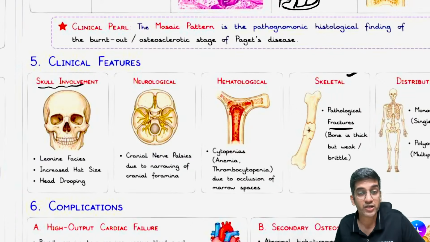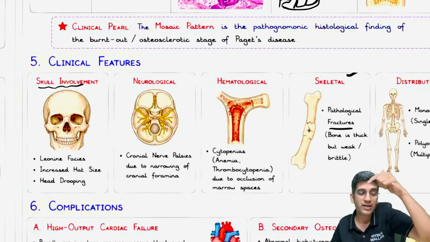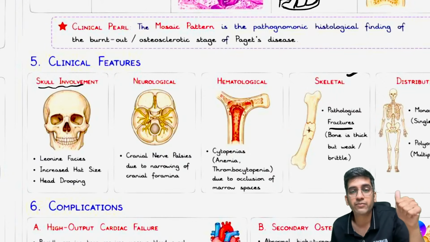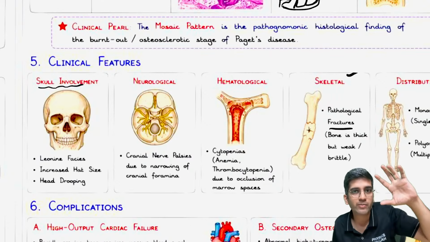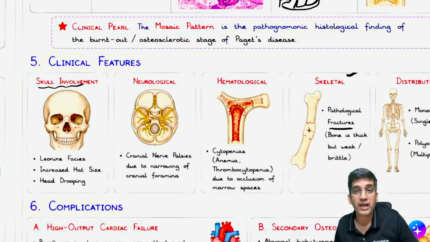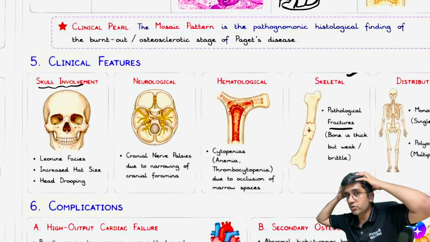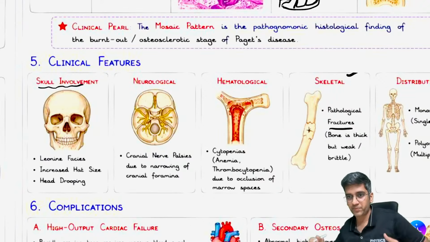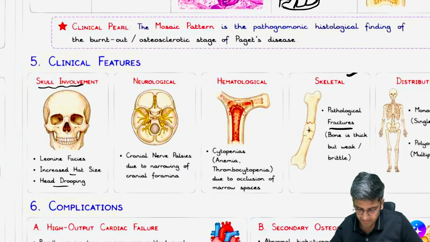Okay, leonine facies, heart size increases. Increase in hat size is a symptom for two diseases. One is Paget's, other is acromegaly. Head keeps on growing. Normally, head doesn't grow beyond a certain age group, but here it keeps on growing, right? And because the head is so heavy because of the growth, patient will have drooping of head. Head will droop. Head drooping, increased hat size and leonine facies, classical.